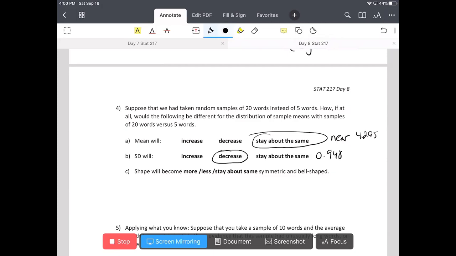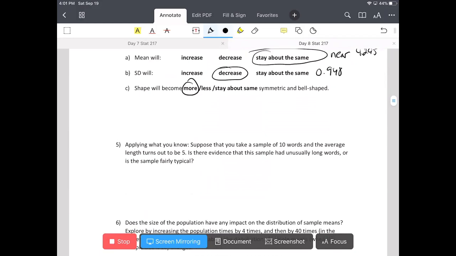The shape will become more or less or stay the same, symmetric and bell-shaped. Remember, we needed at least 20, right? Now we have 20. I'm going to say it's going to become more symmetric and bell-shaped because we're going to have more observations in our samples when we take those means, so it should look better.